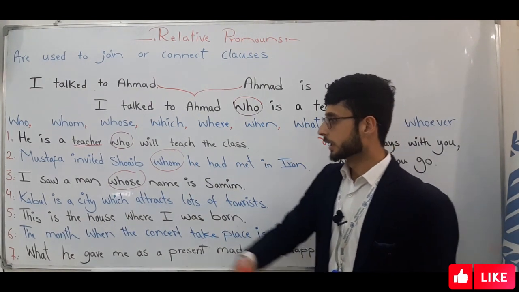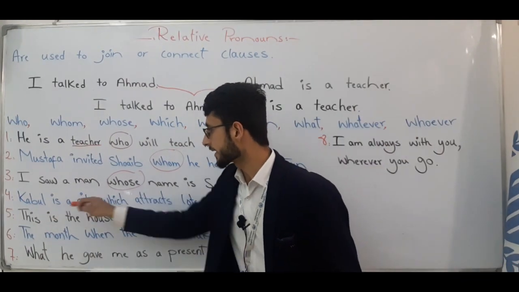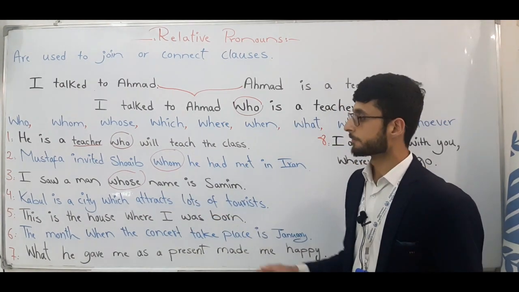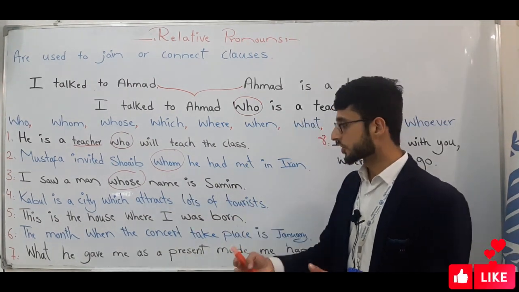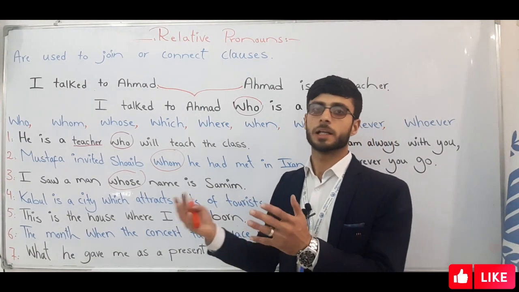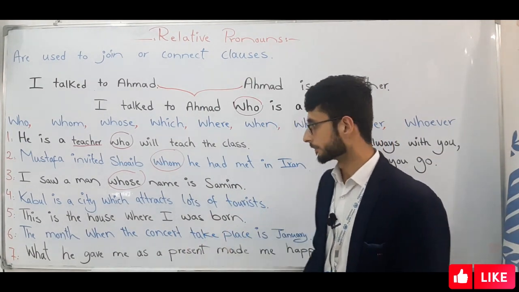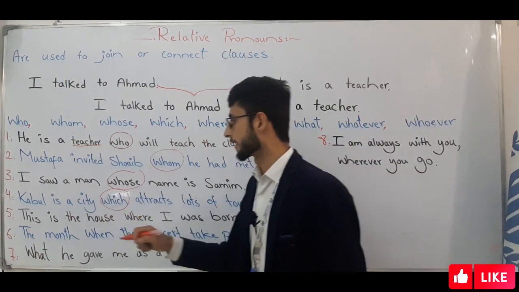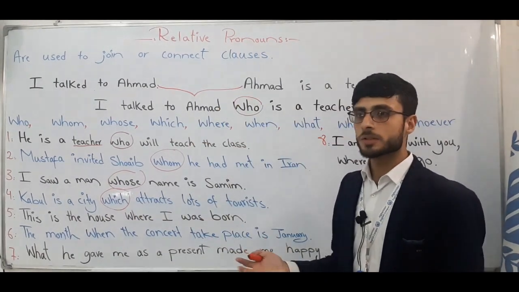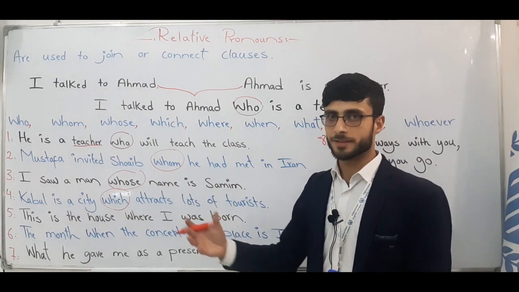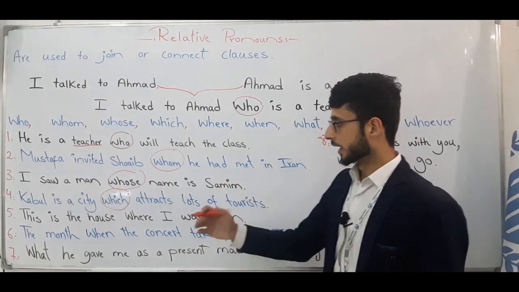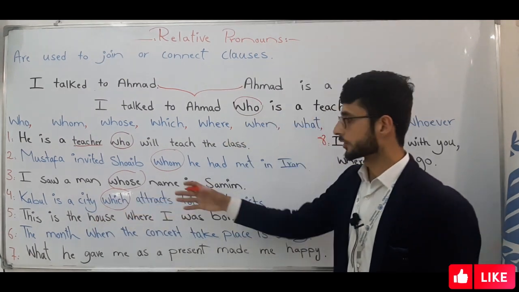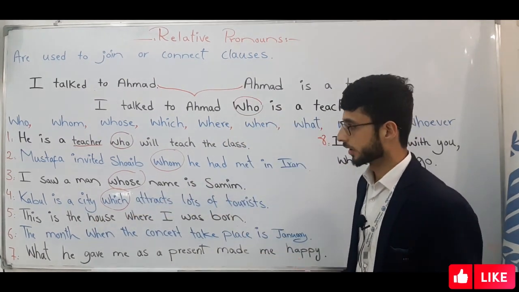Fourth sentence. Kabul is a city which attracts lots of tourists. کابل یک شهری است که جذب میکنه توریستا و جهانگردای زیادی را، سیاحان زیادی را. Again, we use one of the relative pronouns in here, which. Where can we use it? When you want to talk about some general things. Like which یعنی کابل شهری است که چی میکنه؟ جذب میکنه بسیار سیاحان را.